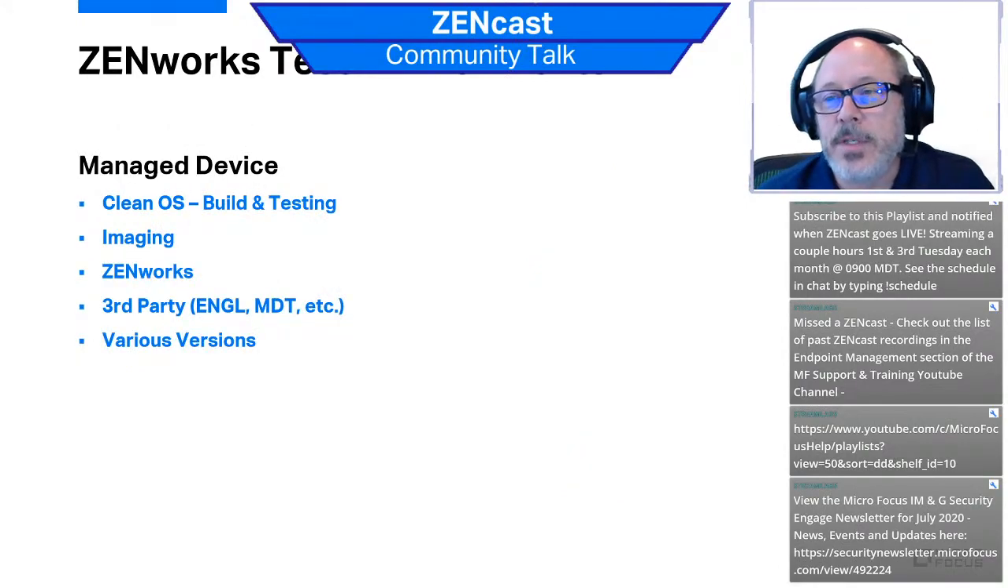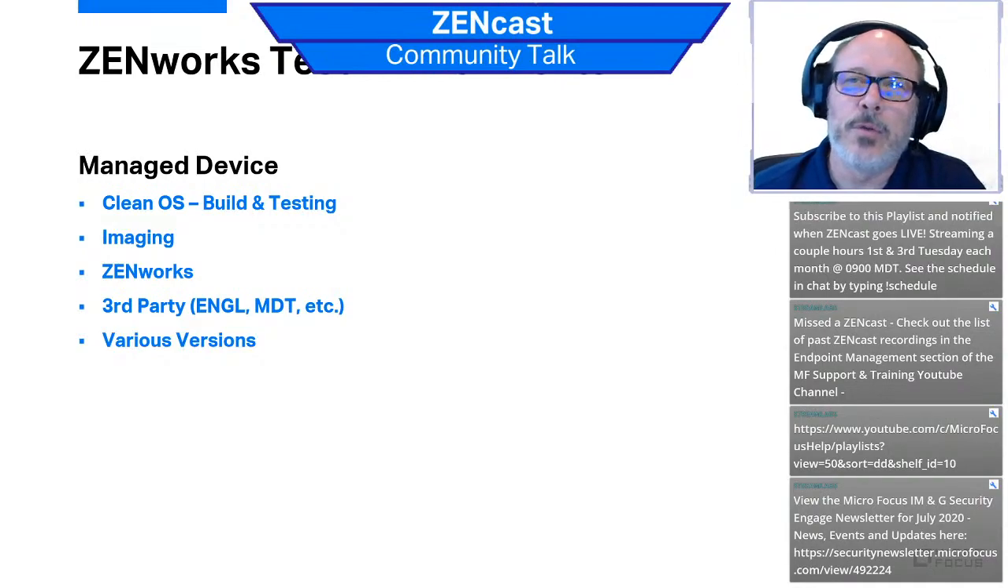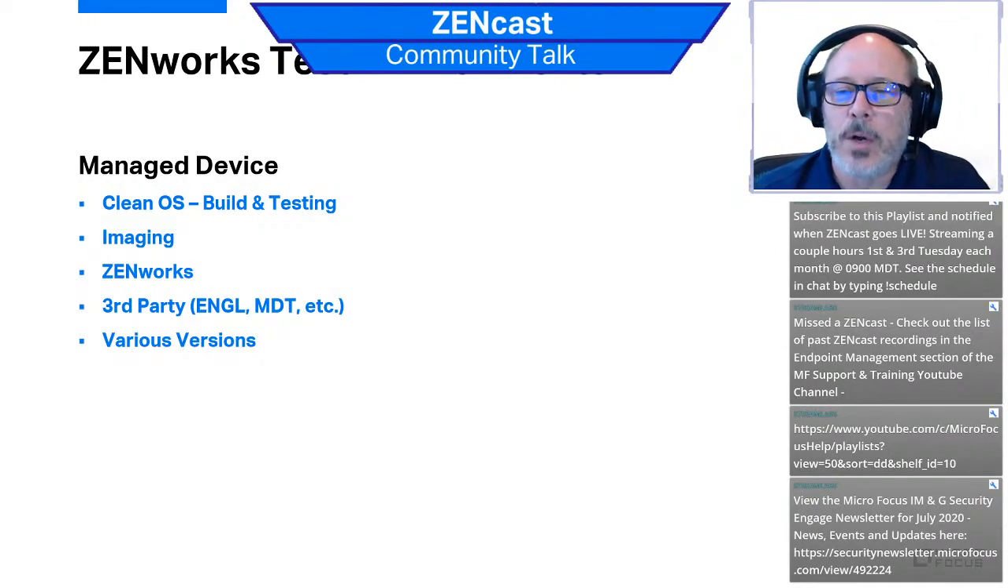Then we have test. Let's not forget about the managed device. We need to make sure that we have a managed device to communicate if we're doing a test on a bundle, right? You have a clean OS, build-in testing, imaging, ZENworks third-party imaging, maybe various versions. You have this 1903s, but you still have 1803s in your production. How do you manage that? But having those VMs is very effective.